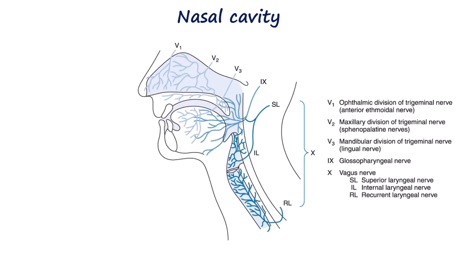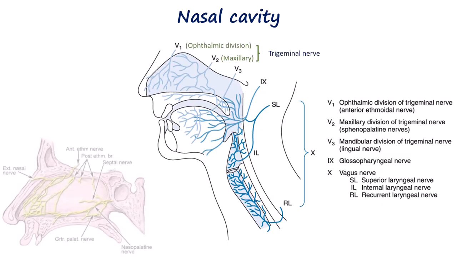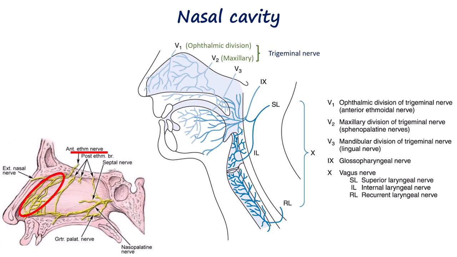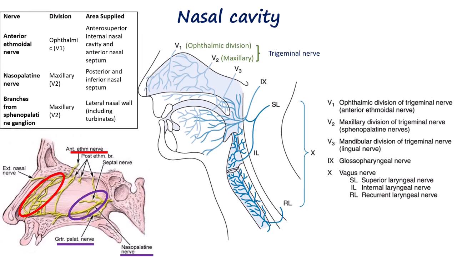The sensory innervation of the nose is provided by the ophthalmic and maxillary divisions of the trigeminal nerve. The anterior ethmoidal nerve, from V1, supplies the anterosuperior internal nasal cavity and the anterior nasal septum, while the nasopalatine nerve and branches from the sphenopalatine ganglion, both from V2, supply the nasal septum and lateral nasal wall.